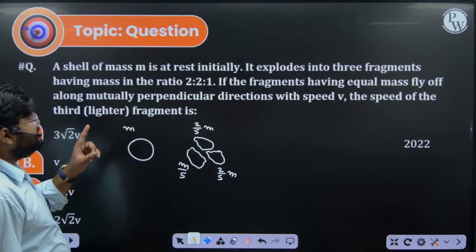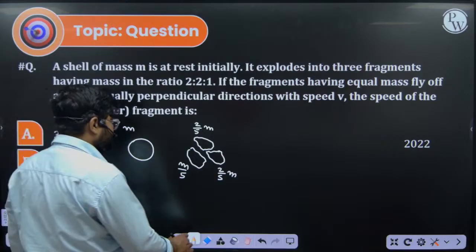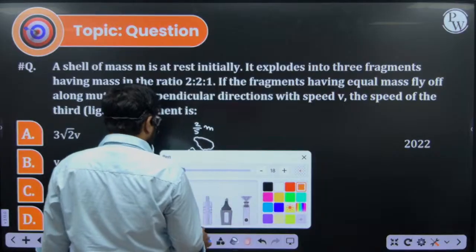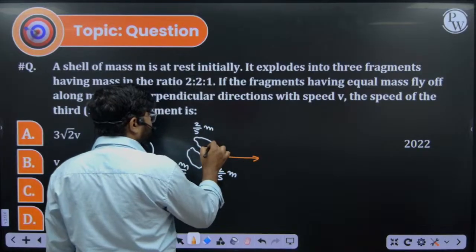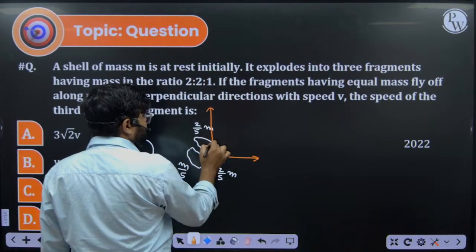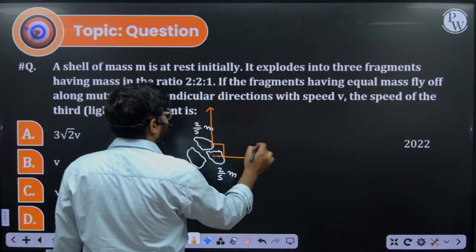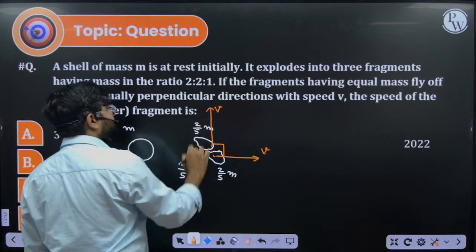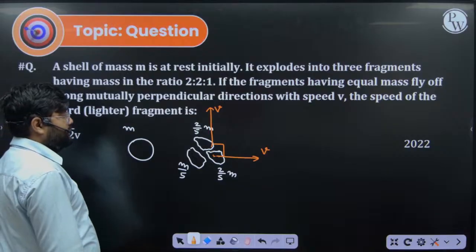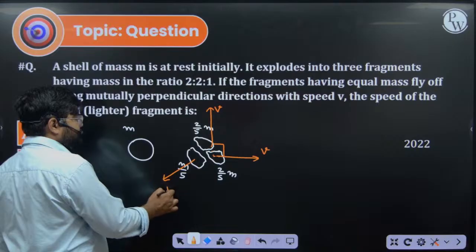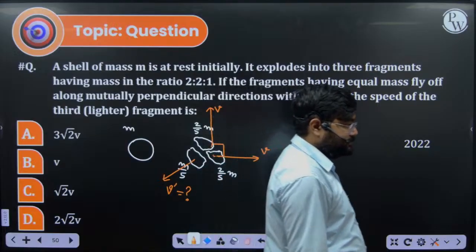If the fragments having equal mass fly off along mutually perpendicular directions, so after it exploded, the ones which have equal mass are flying in mutually perpendicular directions with speed v each. We have to find the speed of the third fragment. Let's call it v dash. How to do this?